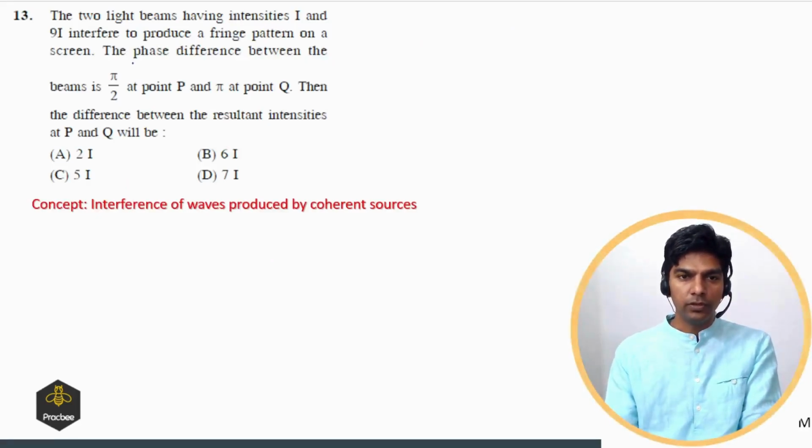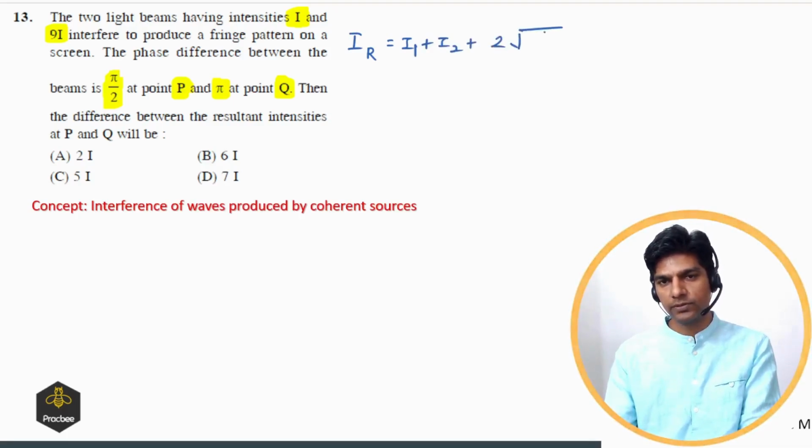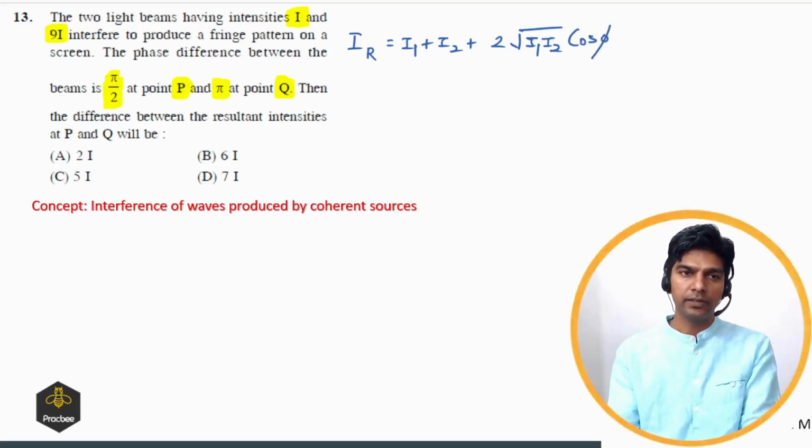Now the next problem, again based on the same concept. Two light beams have intensity I and 9I and interfere to produce a fringe pattern on the screen. The phase difference between the beams is pi by 2 at P and it is pi at Q. Then find the difference between the resultant intensity at P and Q. So here we have to use the resultant intensity formula, which is I1 plus I2 plus 2 times root I1 I2 cos phi.